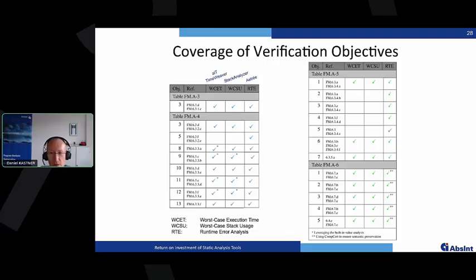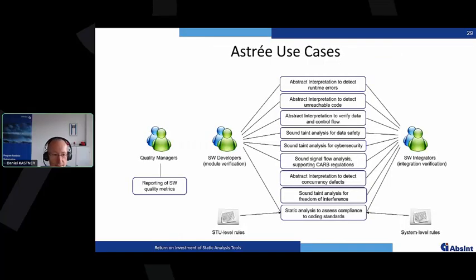Now let's have a look at different use cases of S3. So of course, one aspect is just to report quality measures. You can do code guideline checking. You can do safety or cybersecurity analysis, signal flow analysis. So basically that's lots of different use cases.